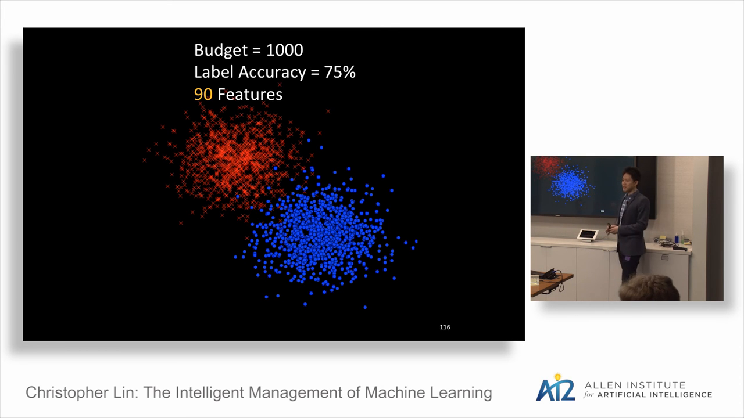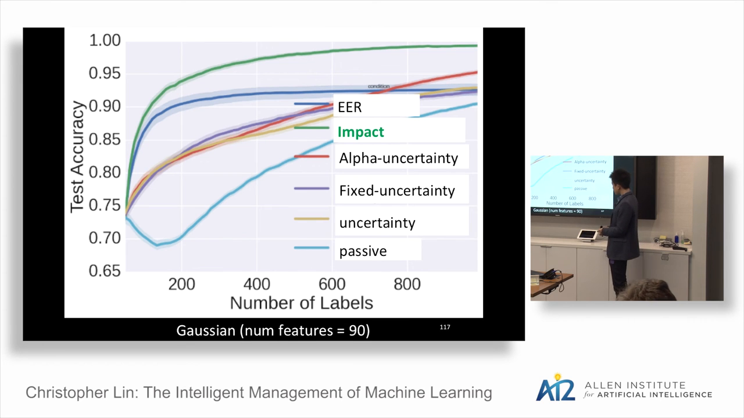Now I want to show you a bunch of experiments where we try this algorithm. We're going to use the same simulated data set from before. We're going to have two Gaussian clusters. We're going to have a budget of 1,000. We're going to simulate workers with 75% accuracy, and we're going to have 90 features in the data set. And here is the first graph. The most important line in this graph is the topmost one. The topmost one is impact sampling. It's green. It beats everything else.